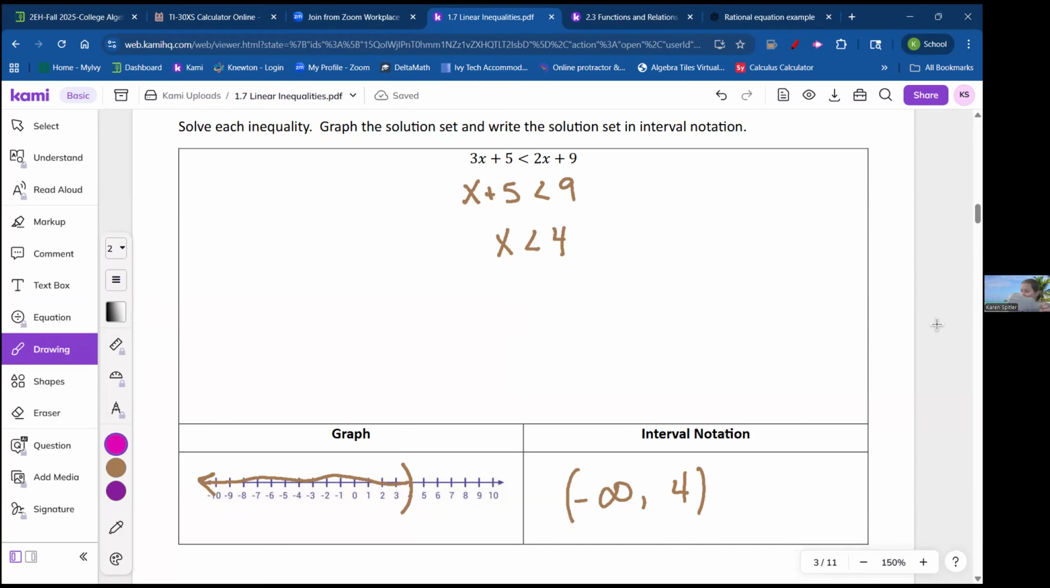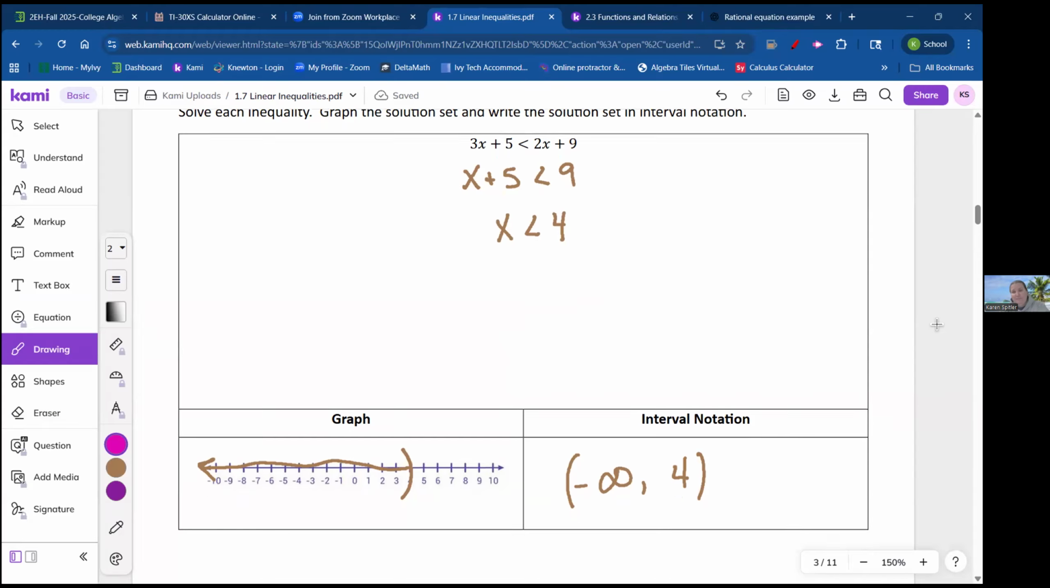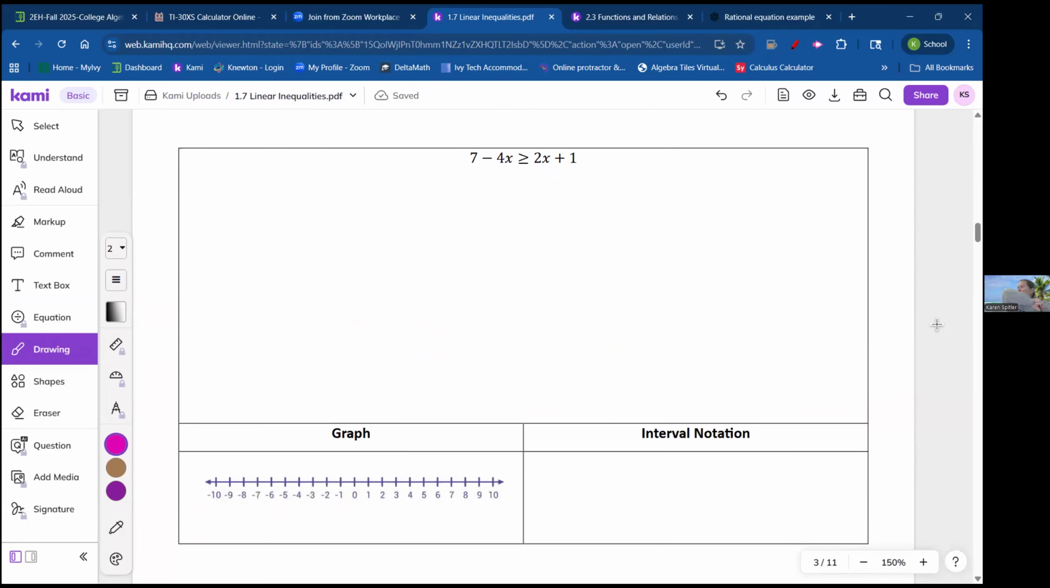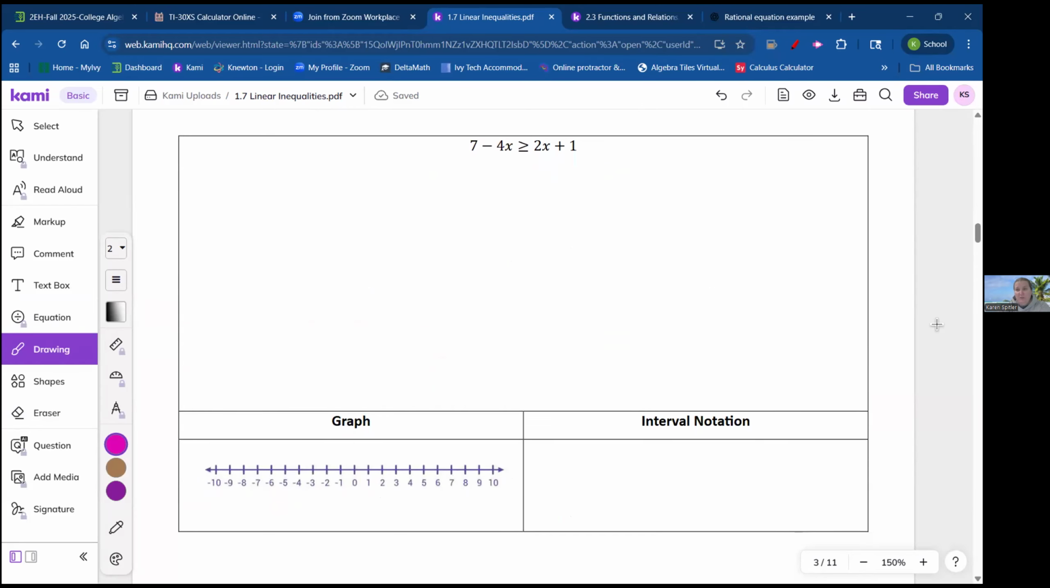Anything else? Excuse me. Oh, goodness gracious. The fun begins.